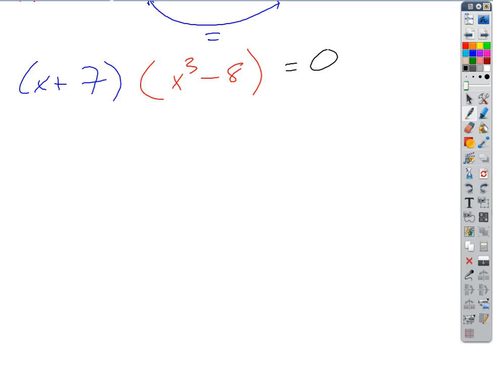Now, how do we go about this one? If I've got an x cubed minus 8, we don't have a magic cubic formula. We have a quadratic formula, but no cubic formula. Could we break that further? That's a difference of cubes, isn't it? Yeah, we could write this one as x cubed minus 2 cubed, which would break up into what?